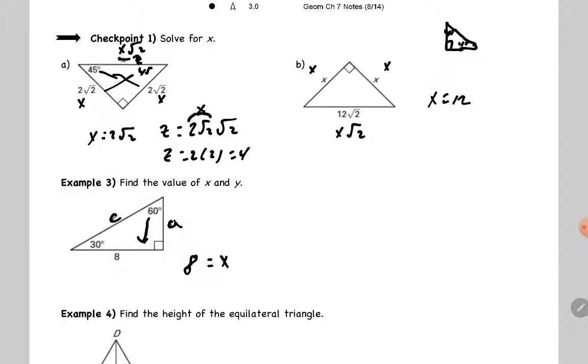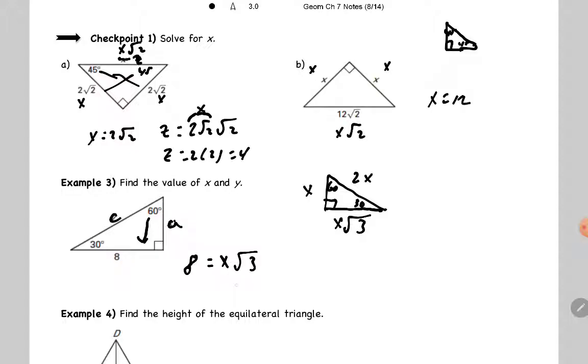8 is equal to, if I look at my pattern, so let's draw a cheat sheet here. So here's 60, here's 30. Opposite of my 60 is x root 3. Opposite of my 30 is x. And then this is double x. Okay, so opposite of the 60 is equal to x root 3. So 8 is equal to x root 3. Okay, that means we need to solve for x.